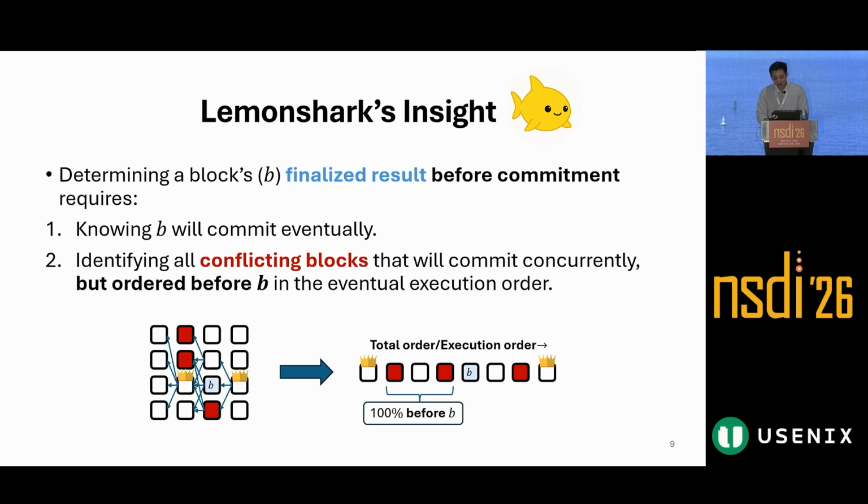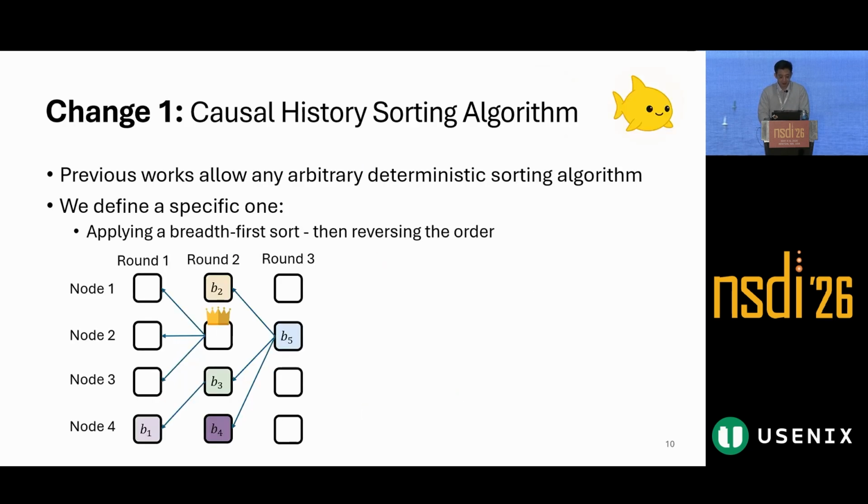Once known, we can determine B's outcome before even witnessing the leader that commits it. Lemonshark therefore makes a few changes to enable this determination. The first change that Lemonshark makes is defining a specific sorting technique for causal histories. This contrasts with prior works that allow any arbitrary deterministic sorting.